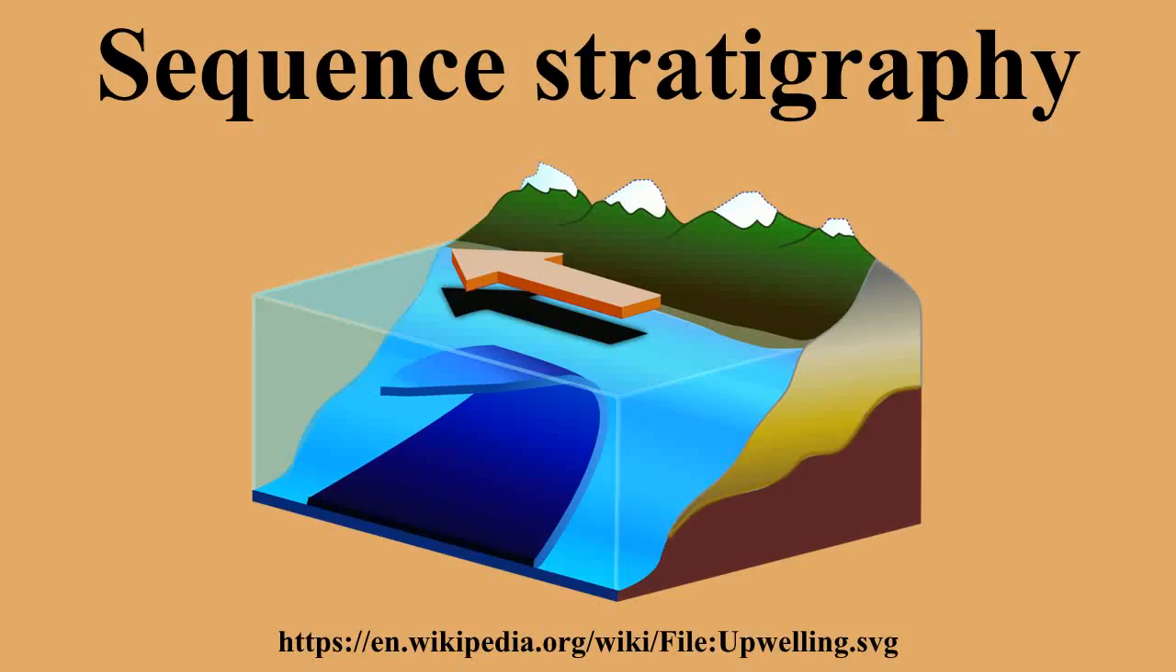Regressive systems tract forms in the marine part of the basin during the base level fall. Subaerial unconformities form in the landward side of the basin at the same time. Parasequences and stacking patterns. A parasequence is a relatively conformable, genetically related succession of beds and bed sets bounded by marine flooding surfaces and their correlative surfaces.